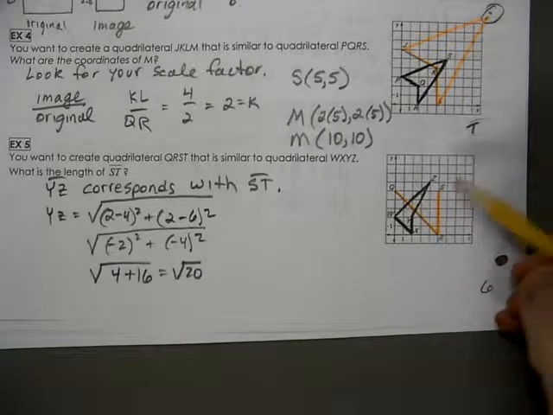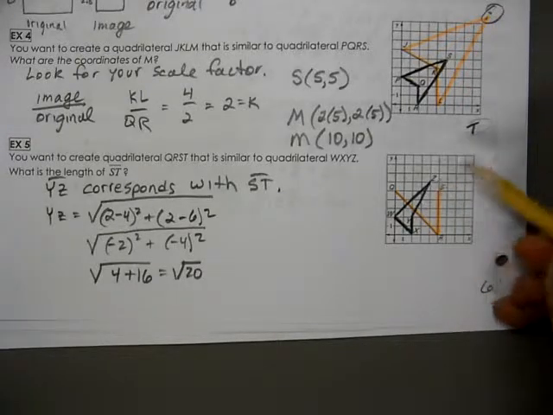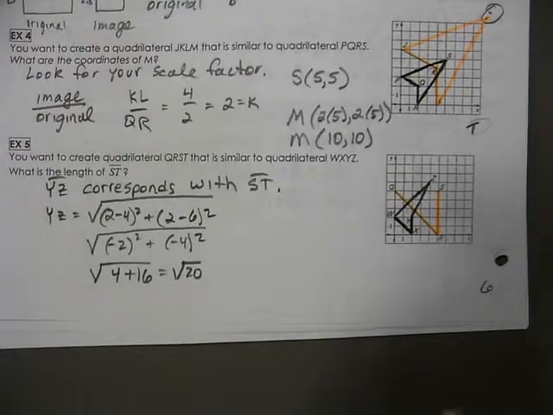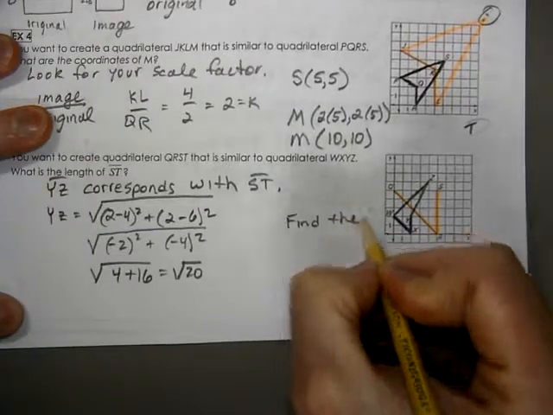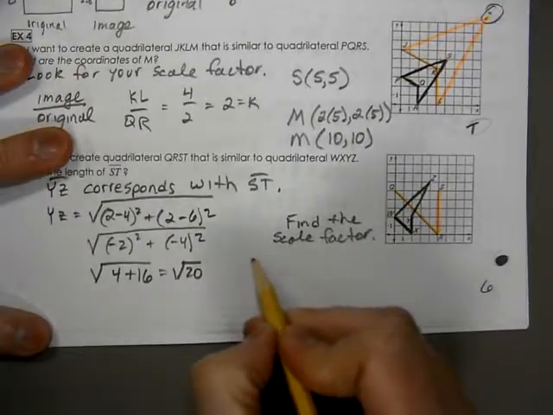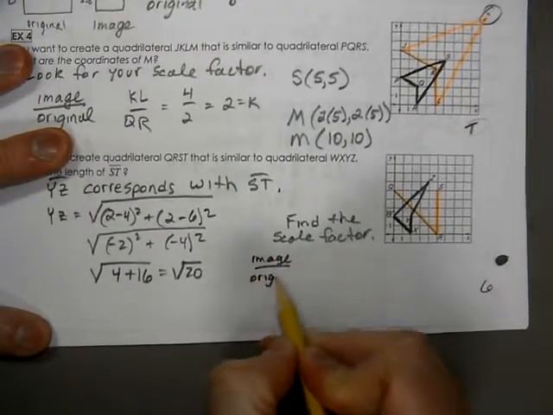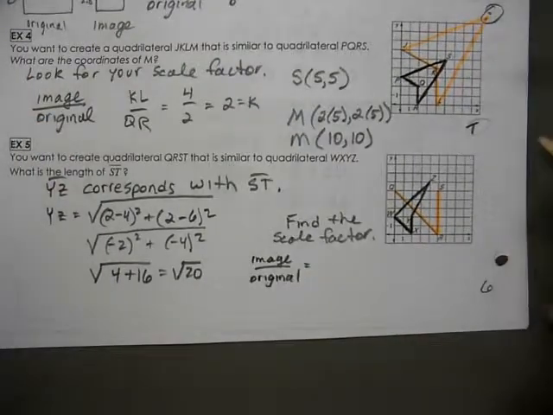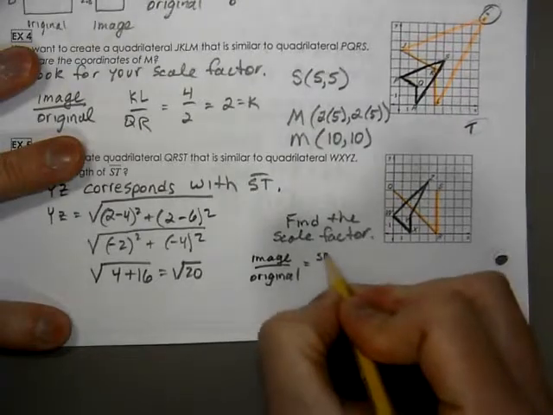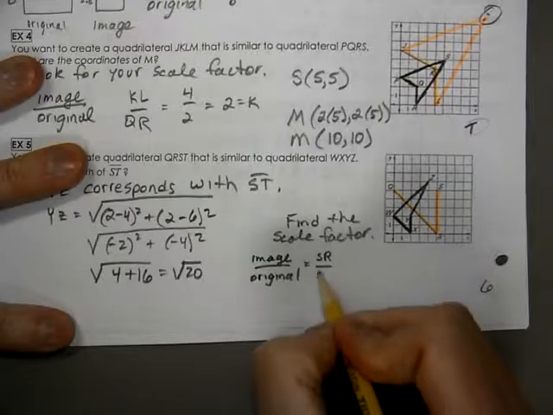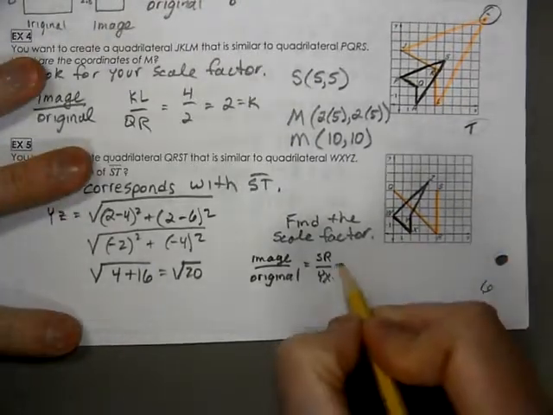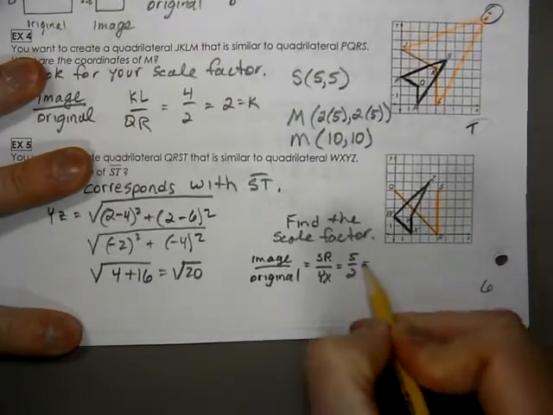So what we need to do now is to figure out if that's the length. If I knew something about the scale factor, then I could multiply this length by the scale factor. Find the scale factor. So to find the scale factor, I'm going to take my image over original. So two values that I know, I could either use distances or I could use segment lengths, and I suggest using segment lengths. My image is SR. That's an easy one to count. And also YX. That's an easy one to count. I can't count a slanted length. I can count vertical or horizontal. So we have 5 over 2, which is 2.5.